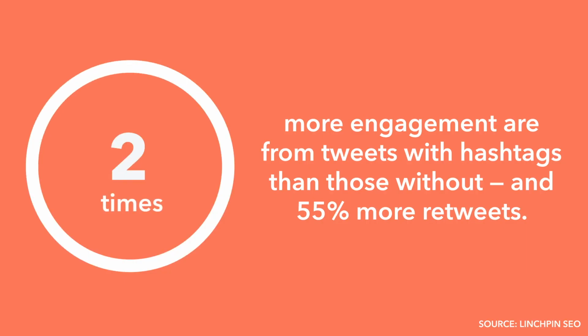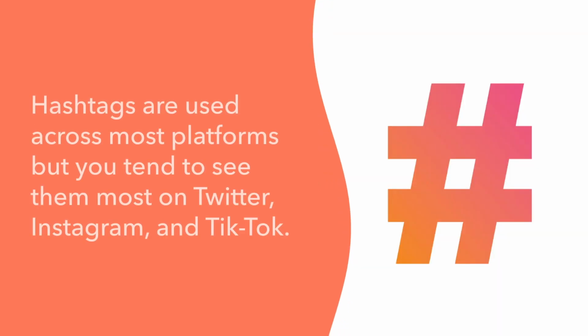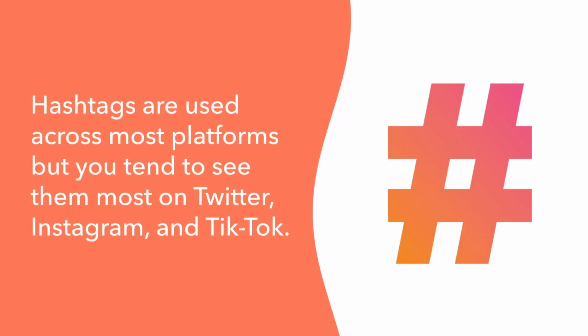There are several different components to think about when you're developing content: hashtags, text, call to actions, and tagging. Let's begin with hashtags. Did you know that Linchpin SEO found that tweets with hashtags have 2 times more engagement than those without, and 55% more retweets? Hashtags are used across most platforms, but you tend to see them most on Twitter, Instagram, and TikTok.